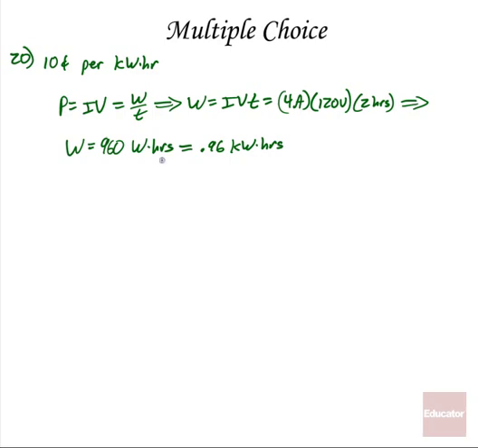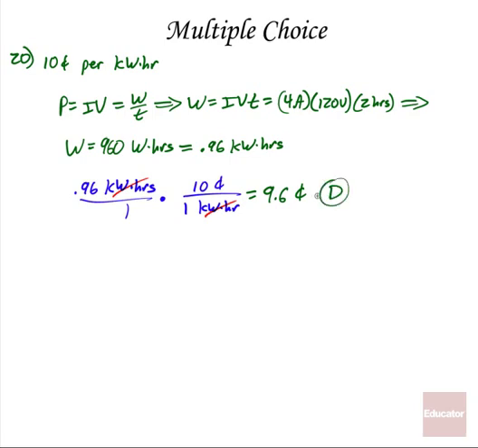Now our answer, we need to know what the cost is going to be to operate it. So let's take our 0.96 kilowatt hours, and we're going to convert that into a monetary unit, because we know that 1 kilowatt hour is 10 cents. So my units here, kilowatt hours, are going to make a ratio of 1 or cancel out. 0.96 times 10 is going to give me an answer of 9.6 cents. Therefore, the correct answer here would be D.